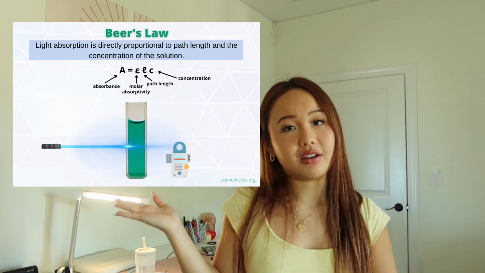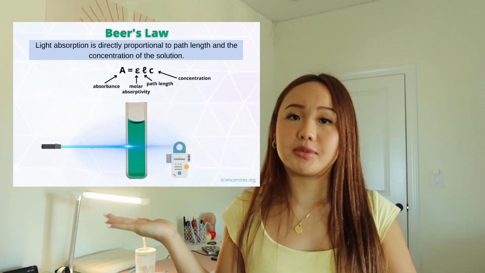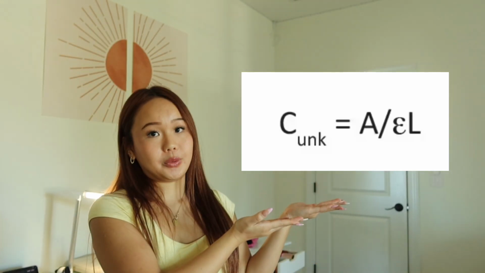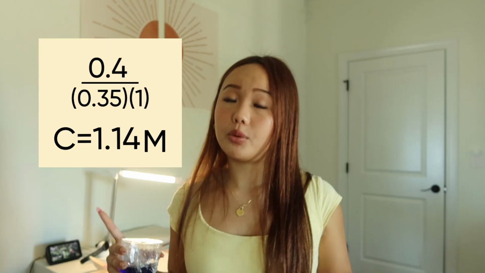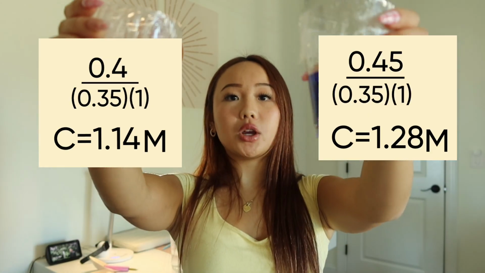Now with our given information, we will use Beer's law, which gives us this formula. We have absorbance is equal to the molar absorptivity times path length times concentration. And using simple algebra to rearrange this, we will get this formula. Using hypothetical values, I've calculated two different concentrations, 1.14 molar and 1.28 molar. Can you correctly identify which one would be for which?